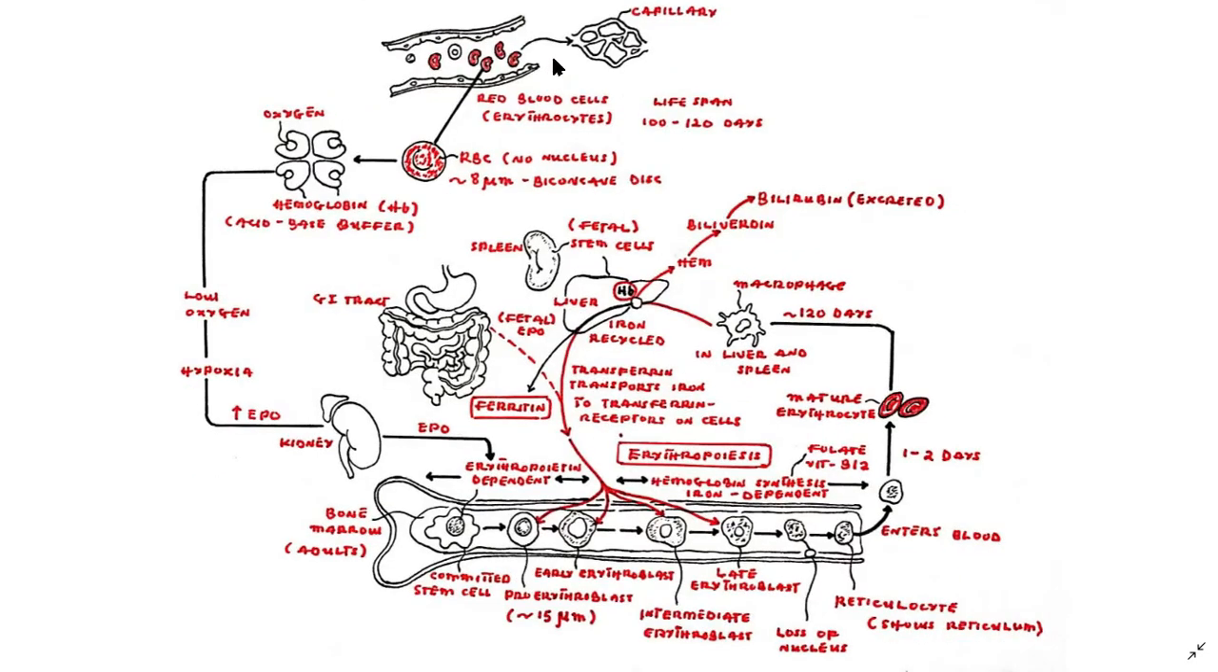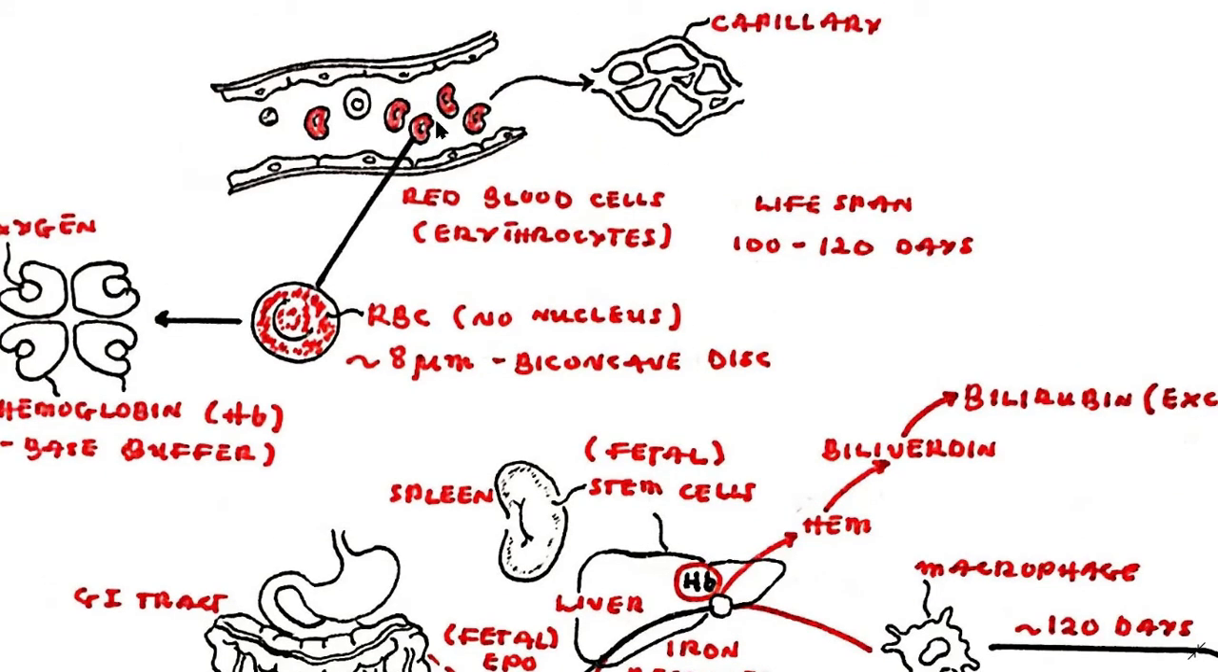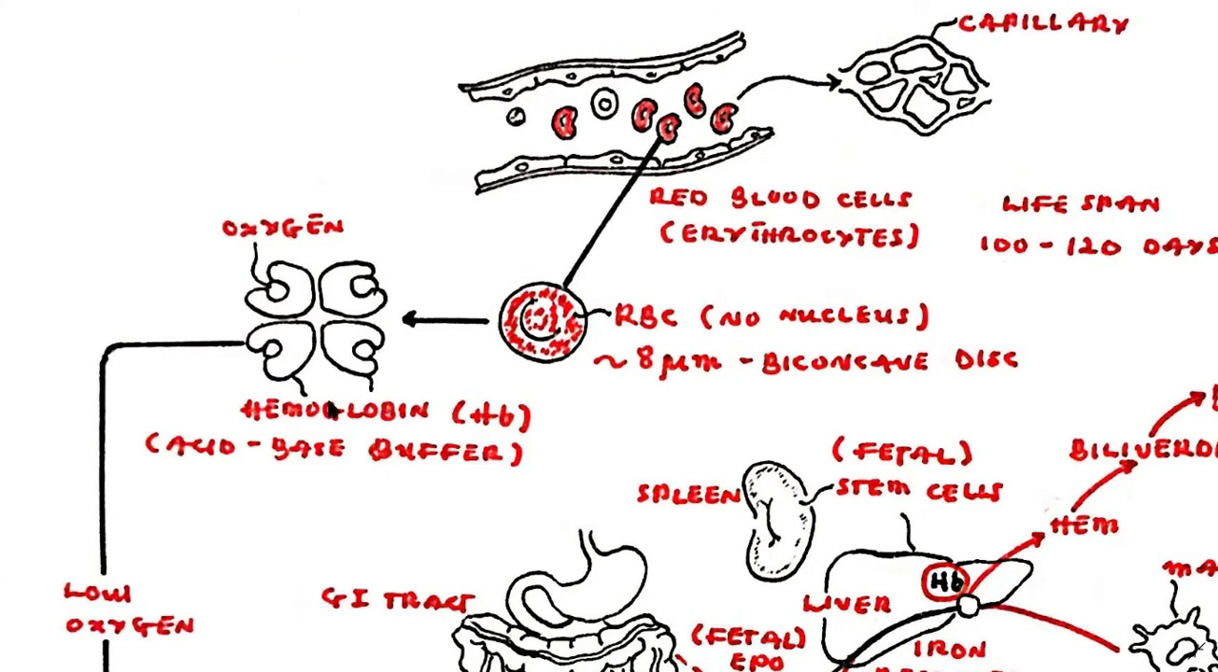Red blood cells, also known as erythrocytes, are biconcave discs approximately 8 micrometers wide and uniquely have no nucleus. They therefore cannot repair themselves and have a lifespan of only 100 to 120 days. The shape and flexibility of red cells allow them to deform easily and pass through capillaries. Importantly, they contain hemoglobin, which is responsible for carriage of oxygen and also plays a role in acid-base buffering.